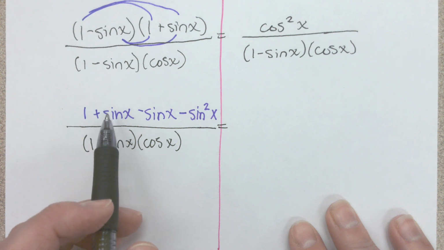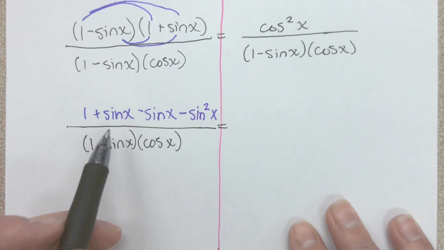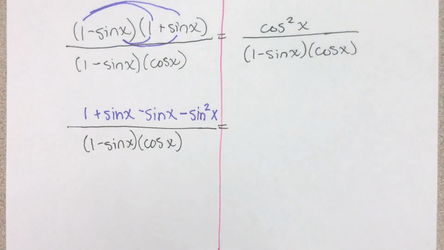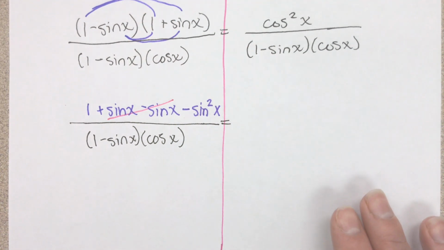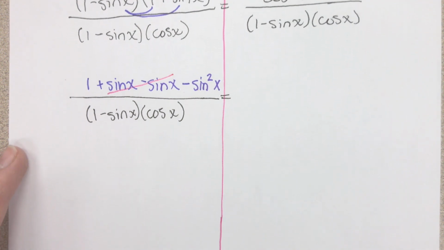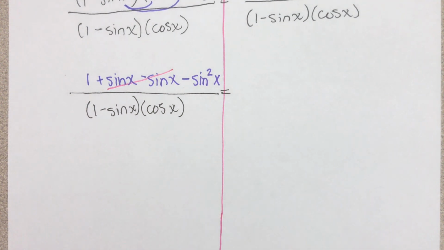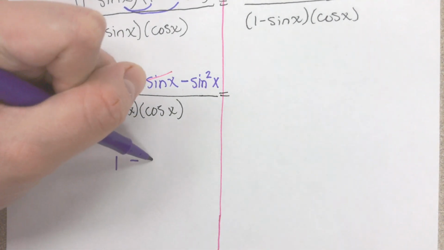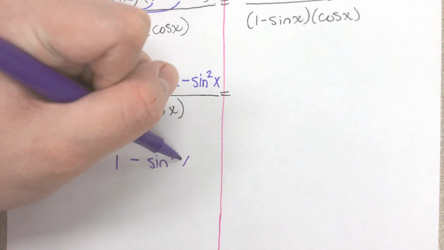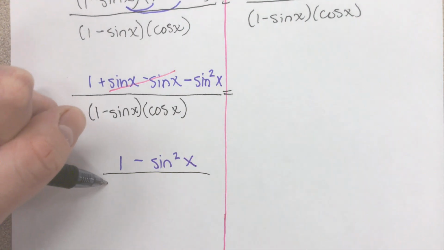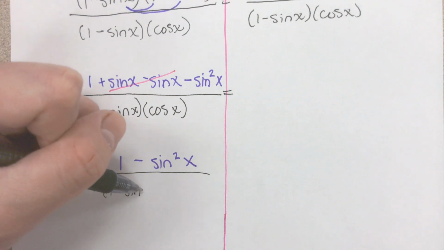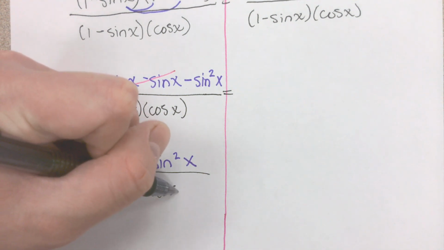From here, I hope you notice that the middle terms, we have a plus sign and a minus sign. This is like a positive one and a negative one. They will cancel each other out. So these are gone. So we end up with just 1 minus sine squared x over 1 minus sine of x, cosine of x.